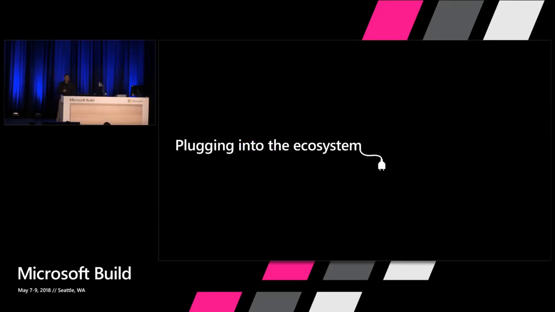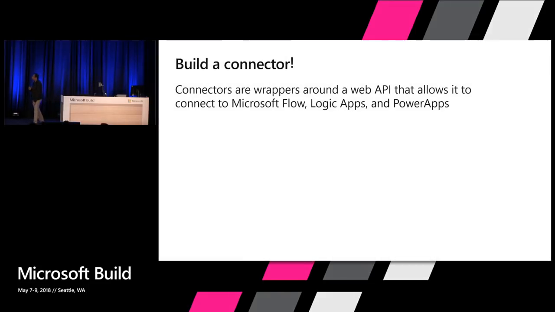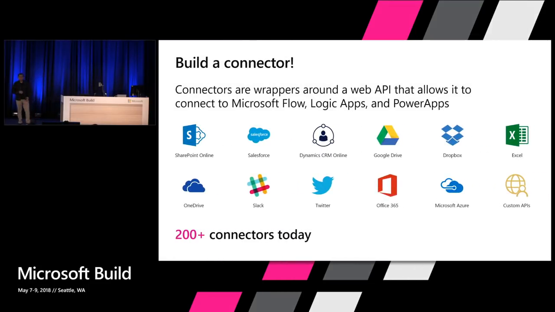But let's see what it means to create an Azure function, and we'll then look at also how you can build a connector based on that Azure function. So first and foremost, let's understand what it takes to build a connector. What is a connector? Connectors are wrappers around web APIs that allow you to connect to Microsoft Flow, Logic Apps, and Power Apps. It's the same interface for all of these different products. In fact, all of these connectors that you see on the screen here first started off as a custom connector that was built, developed, and then deployed.